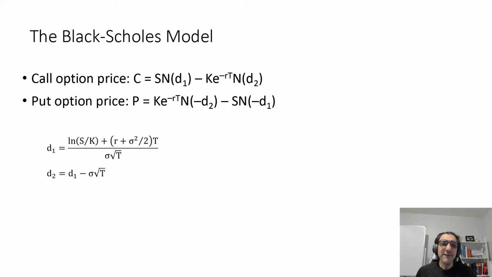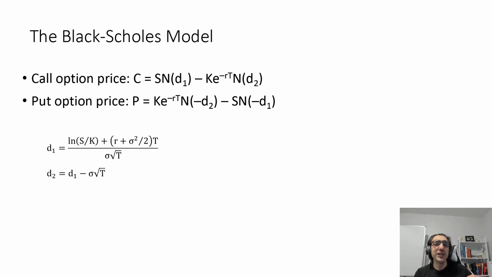To find the value of the call option, we are using this formula. You see S N(d1) minus K e to the power of minus RT N(d2). And to find the put option price, we are using this formula: K e to the power of minus RT N(minus d2) minus S N(minus d1). Now, I have to break it down into its components to be able to actually find the option price.